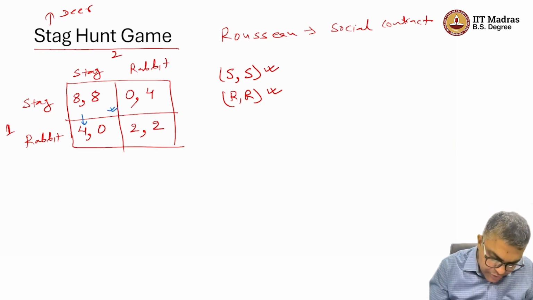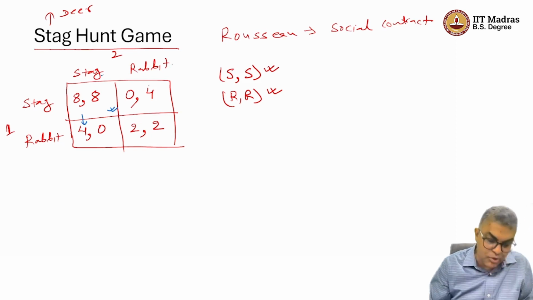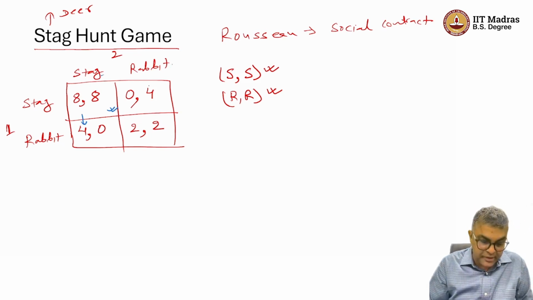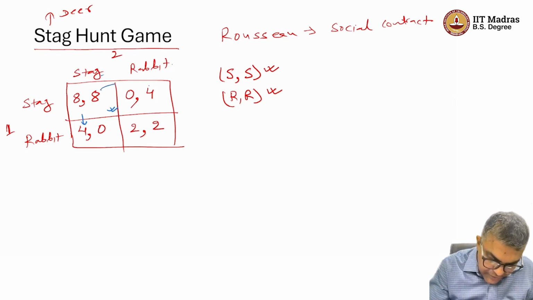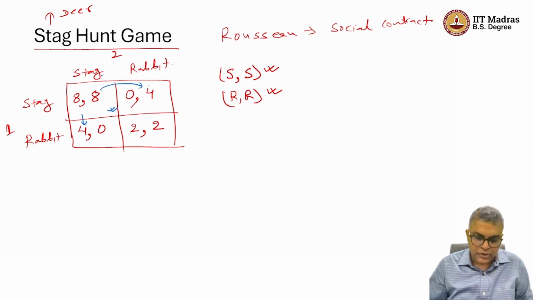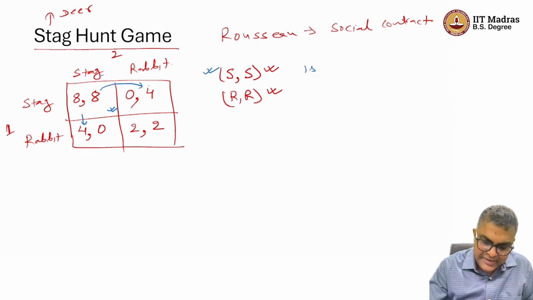How about player 2? If player 2 changes from stag to rabbit, they will come to this box. Remember, when we are talking about player 2, we are taking player 1's action as part of the environment. We take that it's not changing. So from 8 it will become 4. So the second player also doesn't have any incentive to deviate. So in SS, none of the players have any incentive to deviate, and therefore SS is a Nash equilibrium.